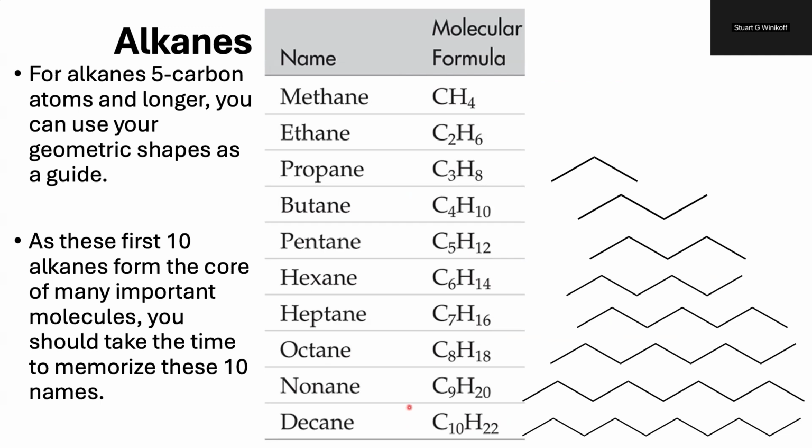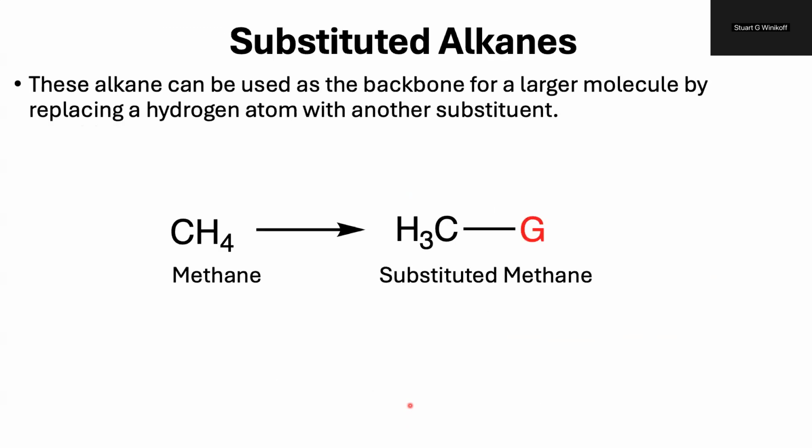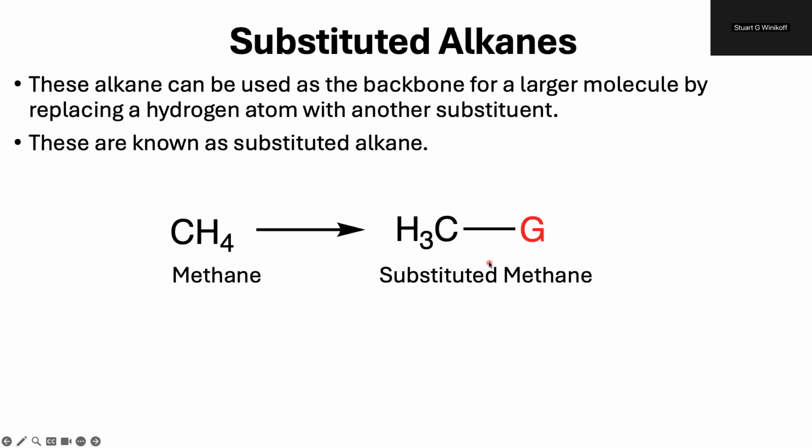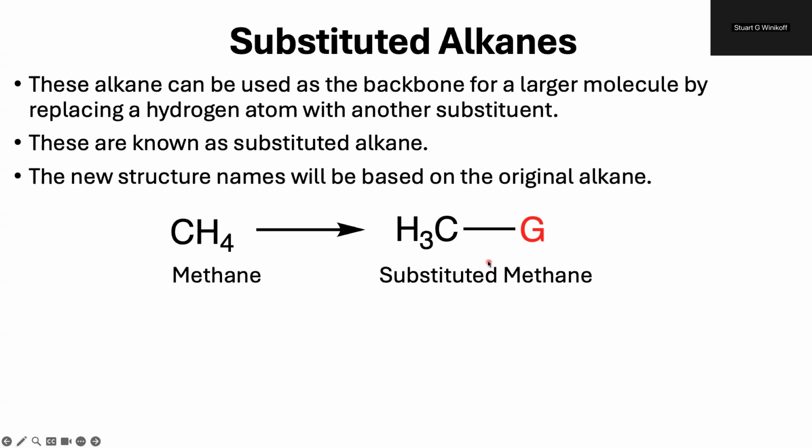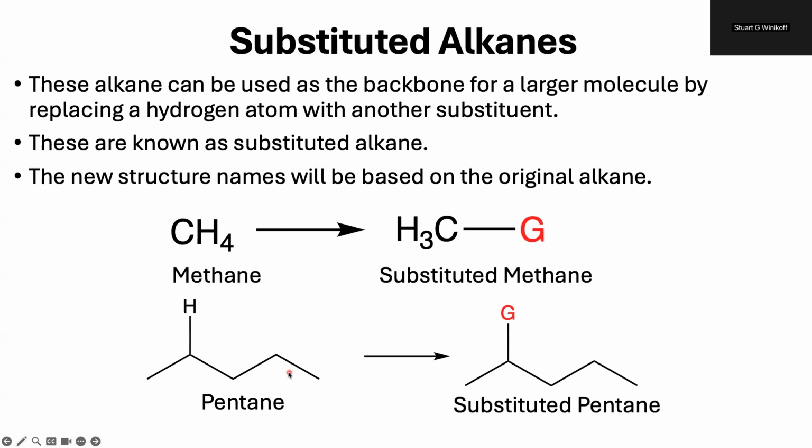Now that we have these root names, we can use these as the base to build up larger molecules. I can use these alkanes as the backbone for a larger molecule by replacing one of the hydrogens with some other kind of substituent. These are known as substituted alkanes. That new structure is going to be based on the name of the original alkane. So if I replace a hydrogen on methane, I have a substituted methane. Or pentane would become a substituted pentane.